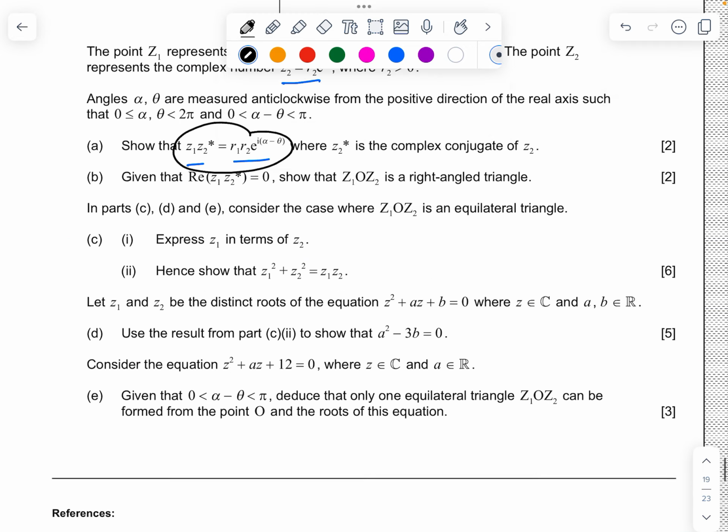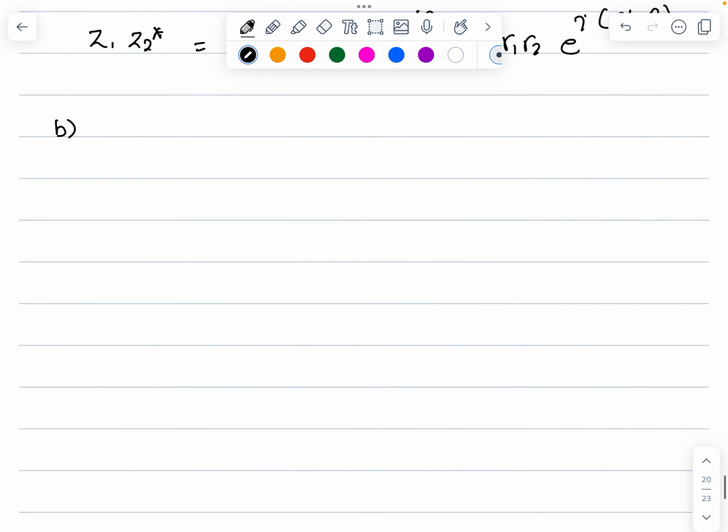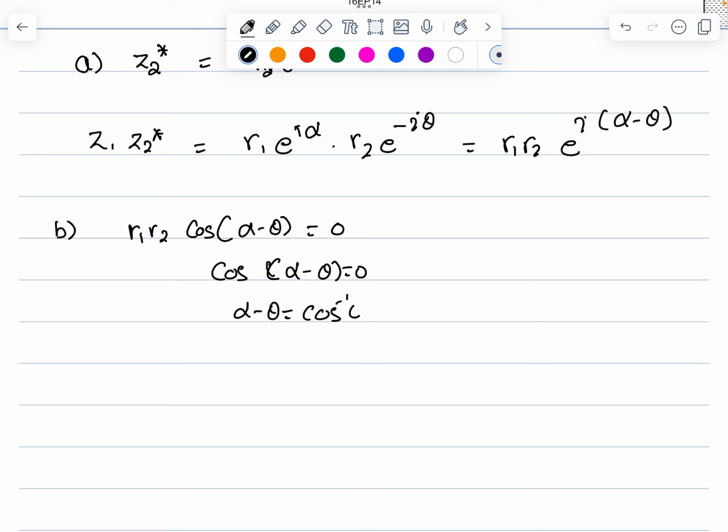Now in part B, the real part of Z1 Z2 star equals 0. Show that it is a right angle triangle. So the real part will become R1 R2 cos of alpha minus theta, that equals 0. So cos of alpha minus theta equals 0. So alpha minus theta equals cos inverse 0, which is going to be pi by 2. So therefore it is a right angle triangle.